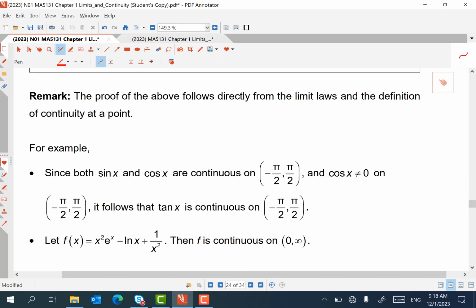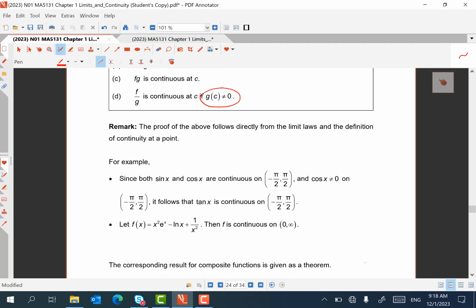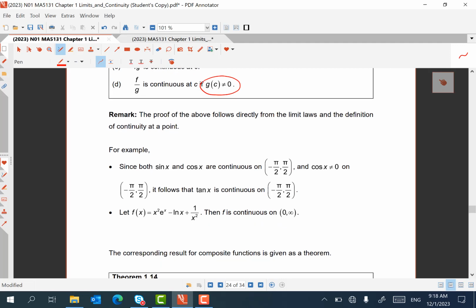Okay, class, then to write down the proof, there's a remark given to you here. If you like to prove those statements that we made earlier are true, you can actually just read this remark here.